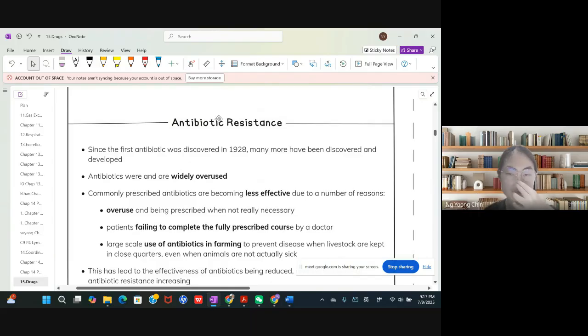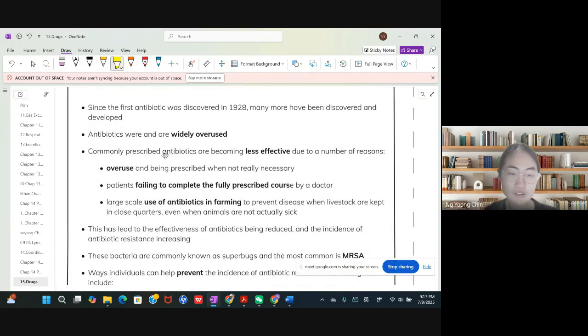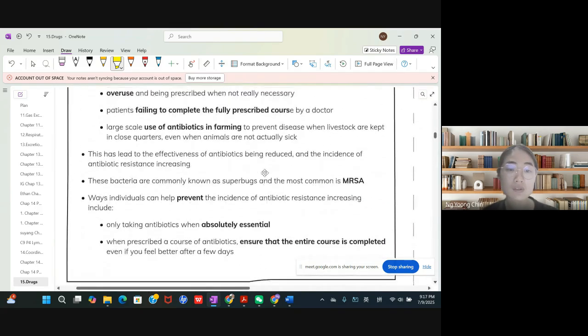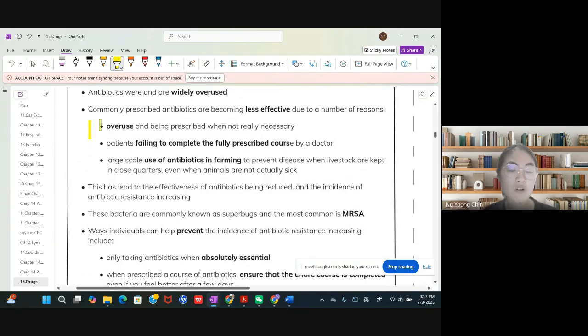Whenever you see a doctor, even though you don't have that specific disease, the doctor will still prescribe you an antibiotic, and then you don't complete it. I mean, you don't consume all your antibiotic. This will lead to resistance being developed, due to antibiotics being prescribed when not really necessary, and patients failing to complete the full course prescribed by the doctor. I think this is quite common now.